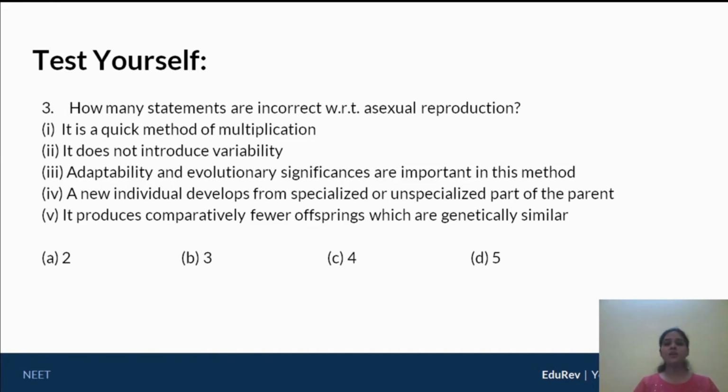Next, a new individual develops from specialized or unspecialized parts of the parent. Now this is actually a true statement because new individuals can develop from specialized parts or unspecialized parts, for example, when we speak about micropropagation. Number 5. It produces comparatively fewer offspring which are genetically similar. Now this is a wrong statement because asexual reproduction can give rise to multiple individuals. So option 3 and option 5 are wrong statements. Therefore your answer is option A here. Two statements are wrong.